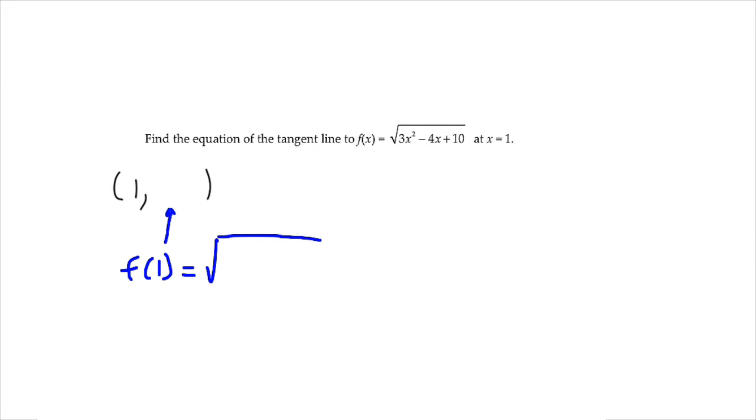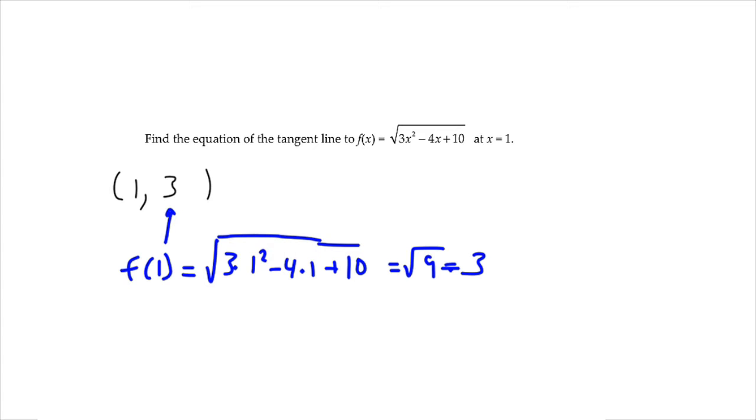So that's going to be the square root of 3 times 1 squared minus 4 times 1 plus 10, right? So that's going to be 3 minus 4, which gives us a negative 1, right? This amount here is negative 1 plus 10, which gives us 9. So that's going to be the square root of 9, which is 3. So put another way, it's at the point 1 comma 3. Well, that's convenient. Feels like we're halfway done, aren't we?